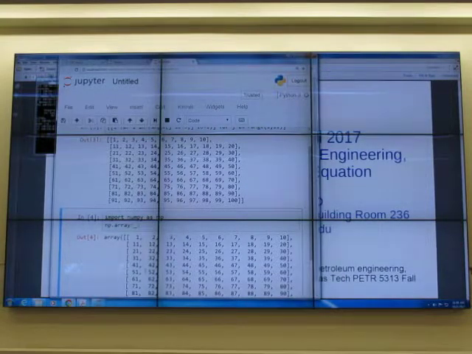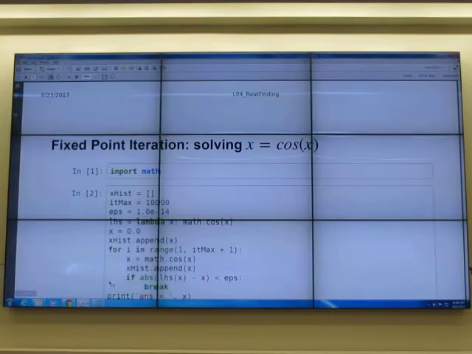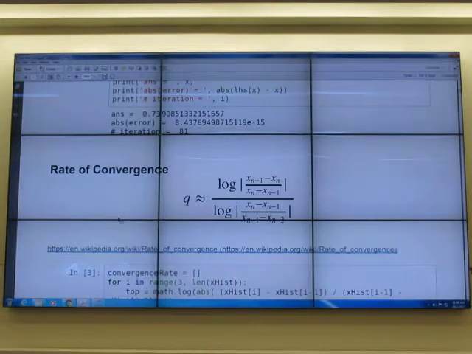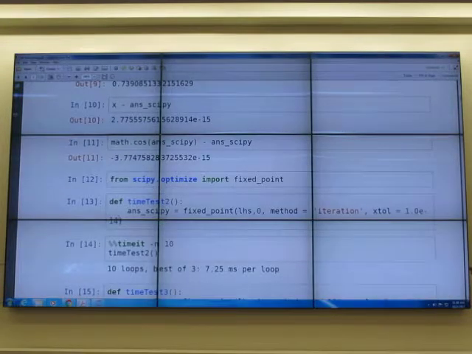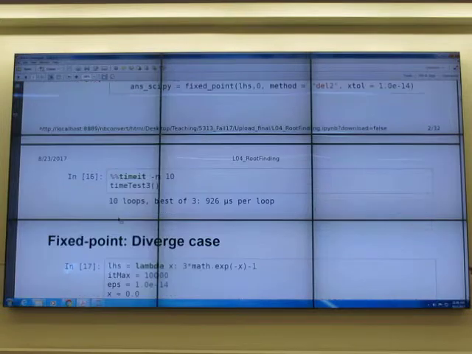Alright, let's do what we left last time. We finished root finding to some degree. You know how to do the rate of convergence, that equation to estimate the convergence rate. You know how to do a speed test for the runtime. By now, you should know how to use SciPy.optimize: fixed point, bisection, and fsolve, right?